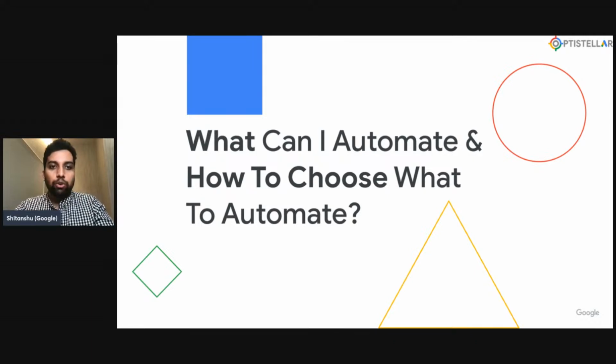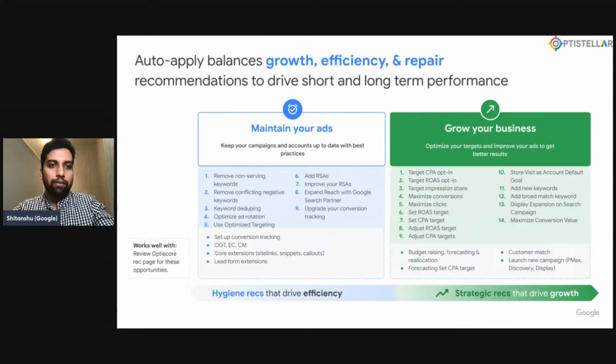Now, the obvious question that you will have is how can I automate, and how to choose what to automate as a practitioner. If I have an account and I'm running a few campaigns, how do I choose what all I should automate, and for how long should I automate? How do I choose that strategy? How do I choose to automate those settings? And that's what we'll cover in the next few slides.